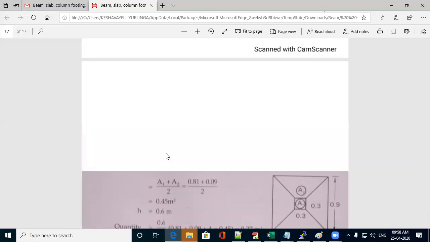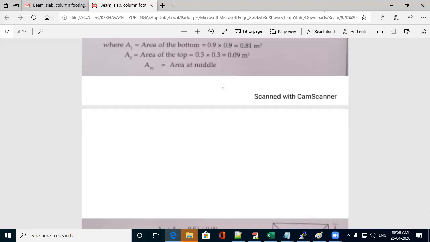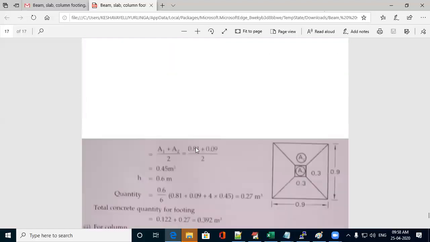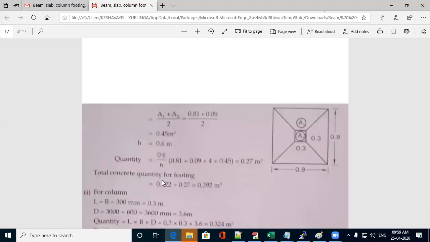A1 and A2, we have done the calculation here, just like a rectangle. AM is the area at the middle part, that is we can take the mean of that area, and H is 0.6. It is given in the diagram. So when you substitute everything, we will get the total quantity of the footing. For the trapezoidal portion, it is 0.27, and for the rectangular portion, it is 0.122. Altogether, you will get 0.392 cubic meter. This is the quantity of concrete required only for the footing.